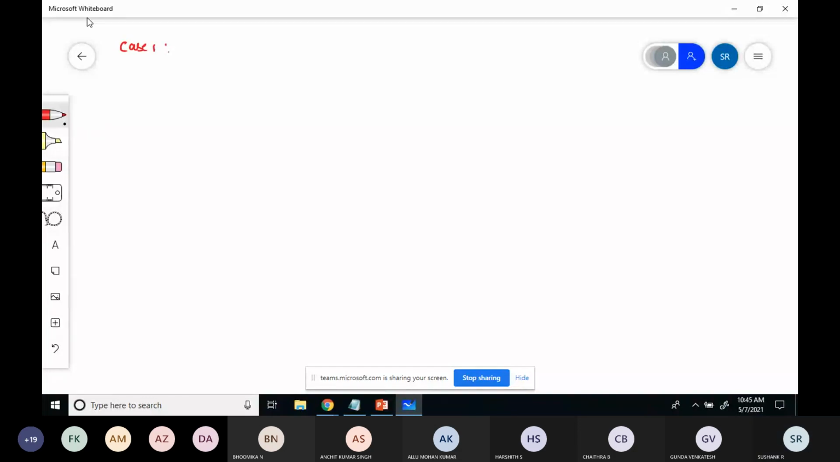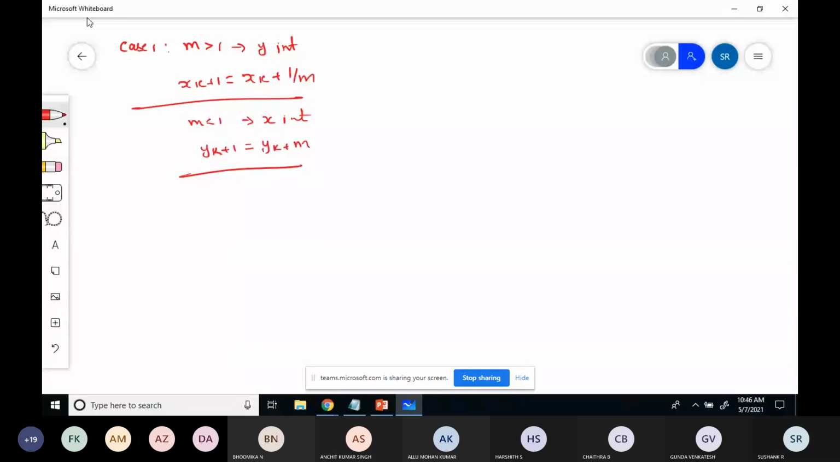Case 1, m greater than 1 means y interval. And what was the formula? X of k plus 1 should be equal to xk plus 1 over m. M less than 1 means x interval. Then what was the formula? Yk plus 1 is equal to yk plus m. This is case 2. Case 3, m equal to 1.